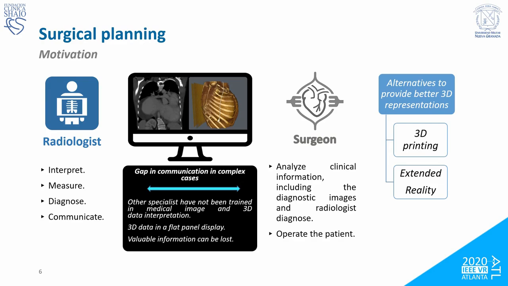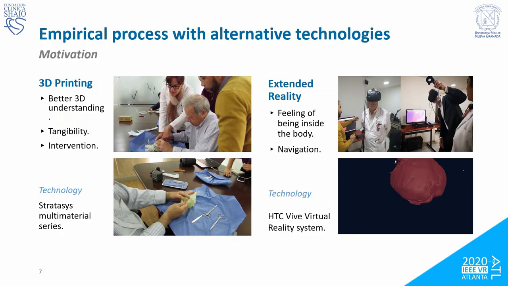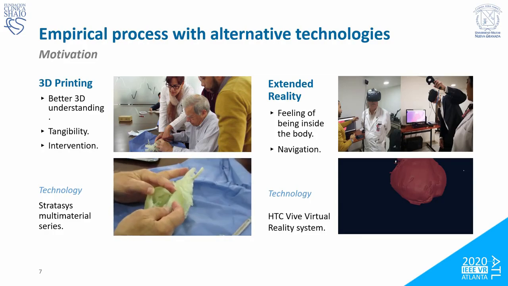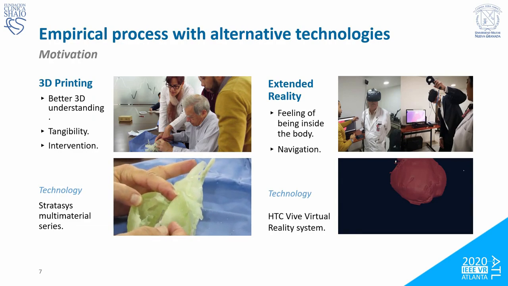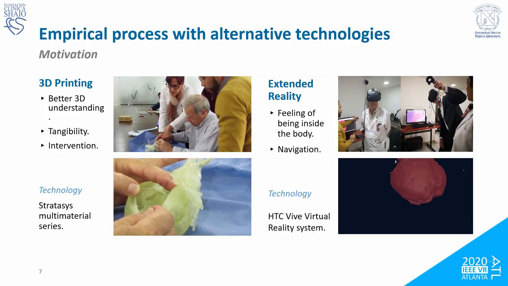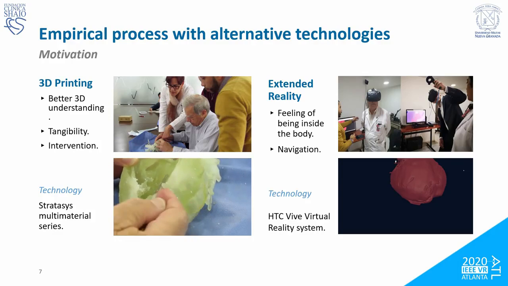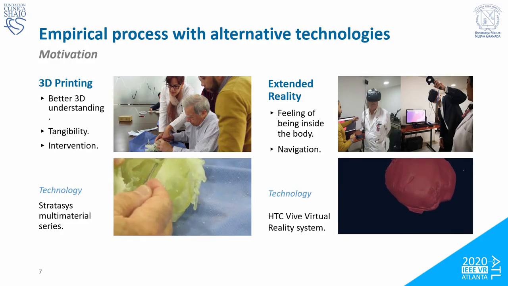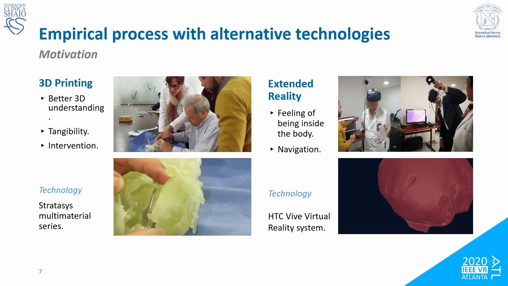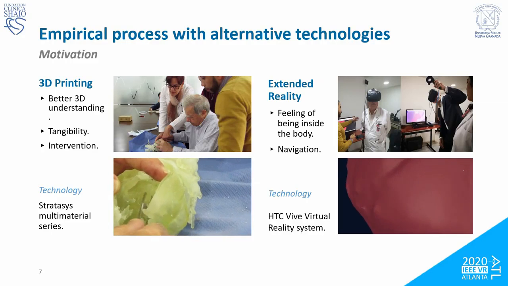Some alternatives that can help in the understanding of complex 3D anatomical information are 3D printing and extended reality technologies. This work aims to share our experience in the use of these technologies in surgical planning activities. For the generation of physical prototypes, we use multi-material 3D printing technologies from Stratasys, and in the case of the virtual environment, we generated an application for the HTC Vive virtual reality system.